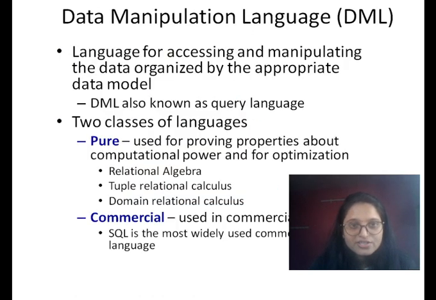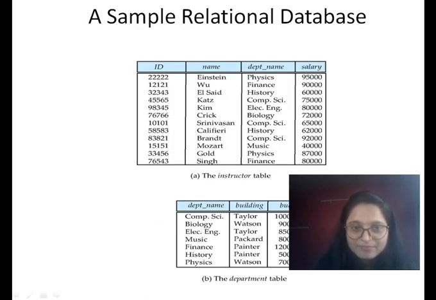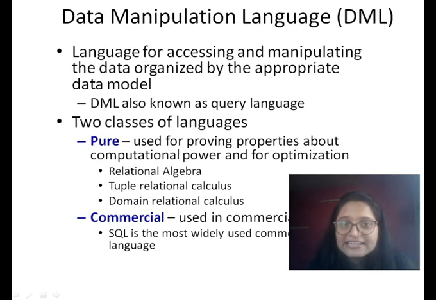Next, your data manipulation language, that is DML. So dear student, DML commands are languages for accessing and manipulating data organized by the appropriate data model. Again we come here. First, using DDL commands, data definition language, we create a structure, but these entries, 2222, Einstein, physics and salary, all these entries are created using data manipulation language, that is DML. So accessing and manipulating data from a particular table or a particular schema is done using DML.